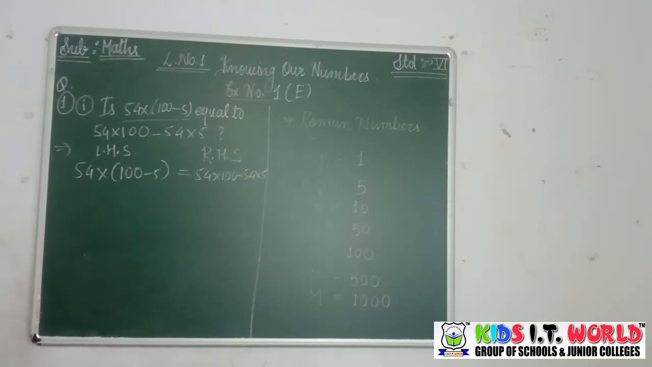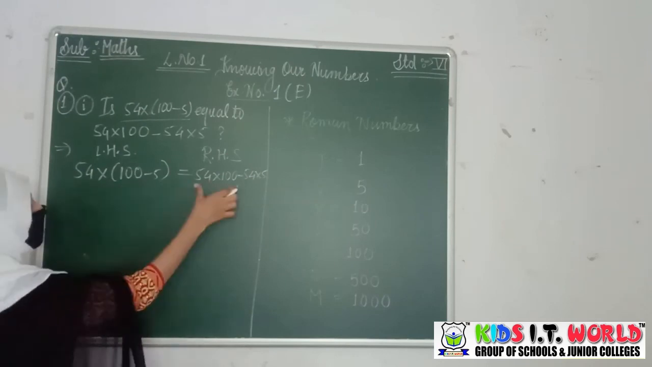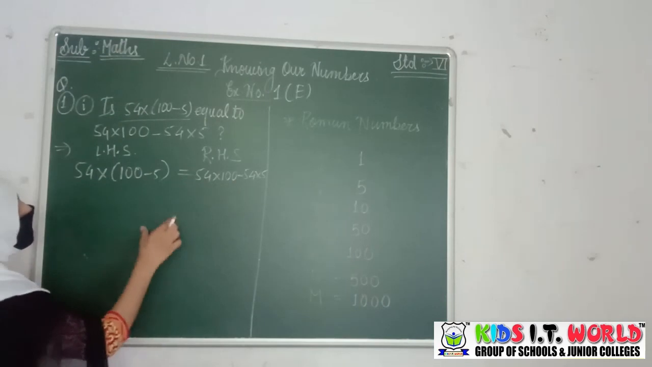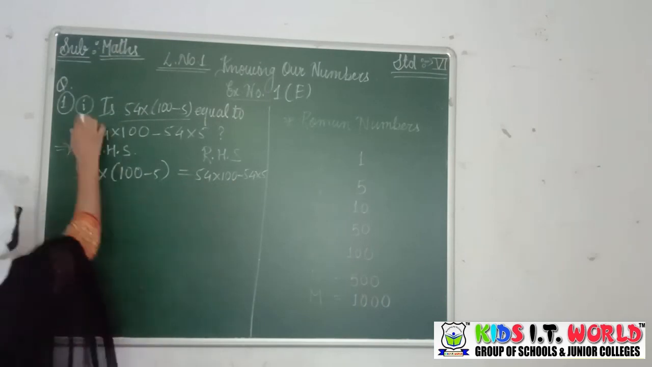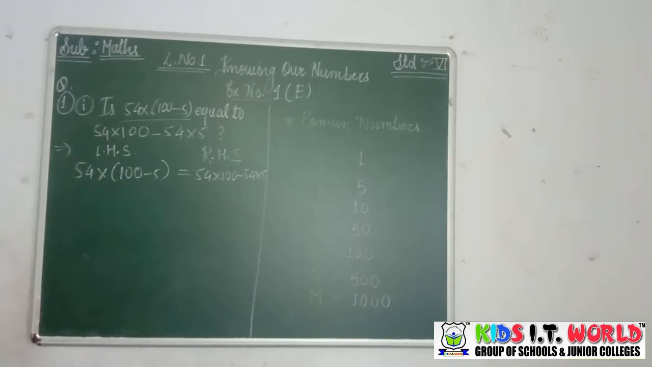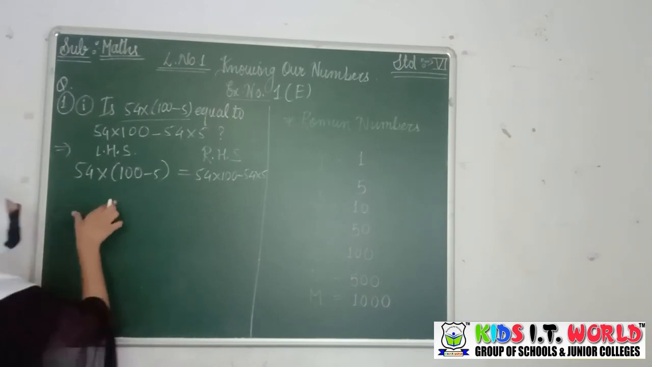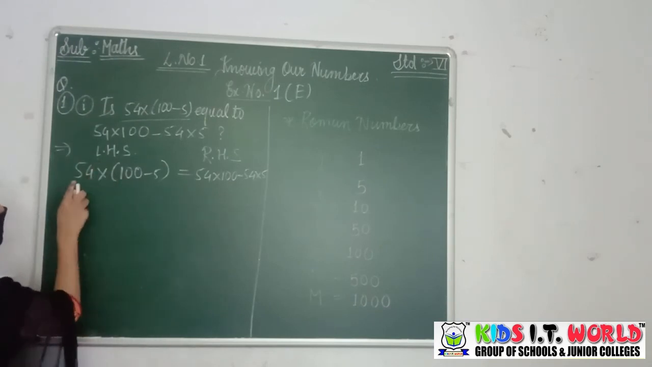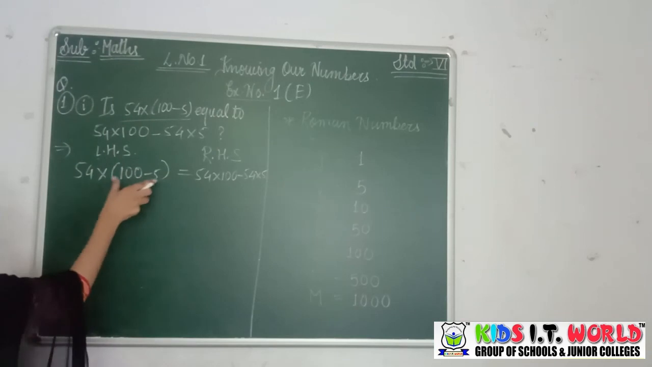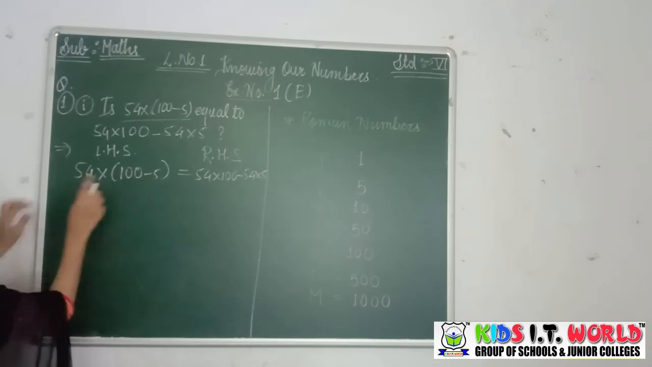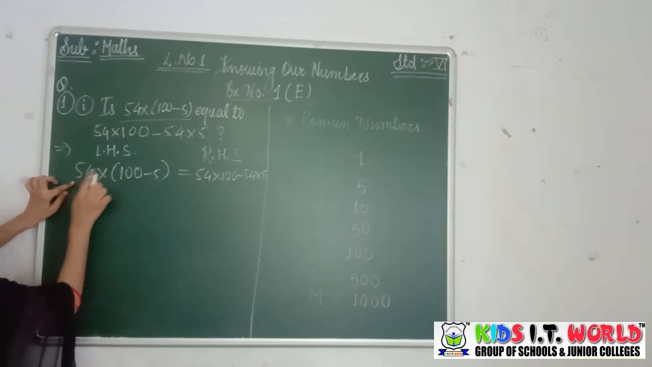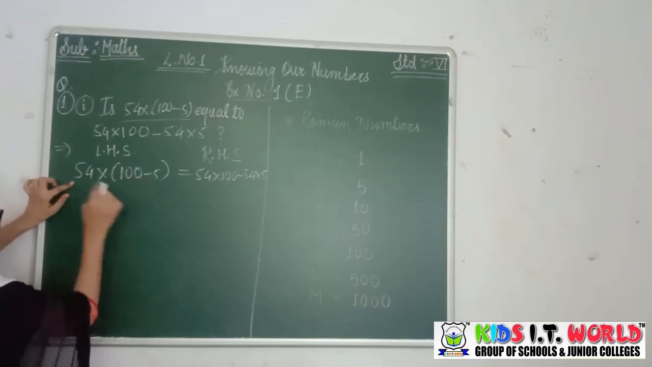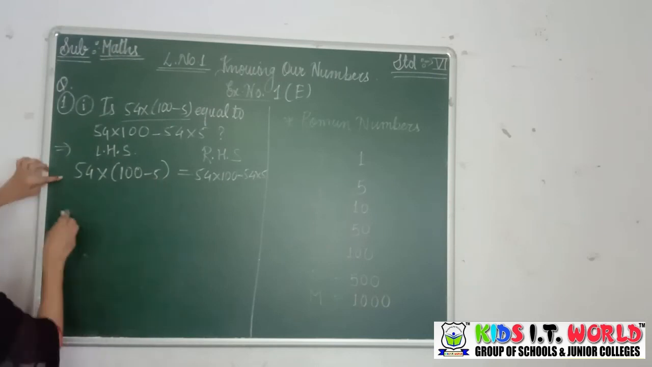Now to find it, we will solve both, and whatever answer we get, if the answer of LHS is equal to the answer of RHS, then this statement is correct. So to prove that, we have to solve these two sides. First of all, we will solve the LHS. Here 54 into 100 minus 5. As I told you, whenever the bracket is given to you, you have to multiply the given value with the first number of the bracket, then give the symbol which is present in the bracket, and then multiply the given value with the second number.